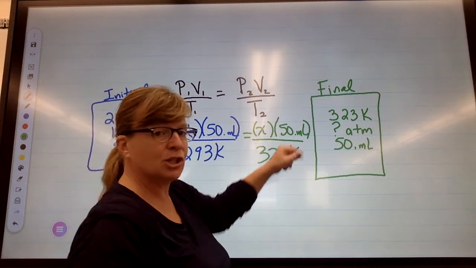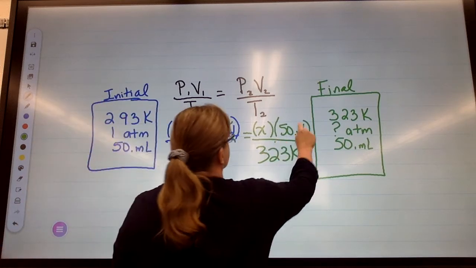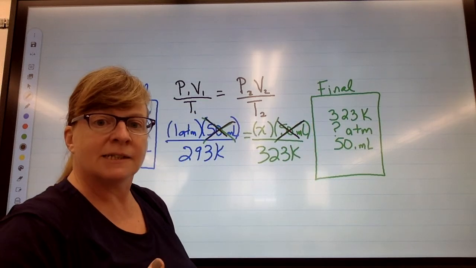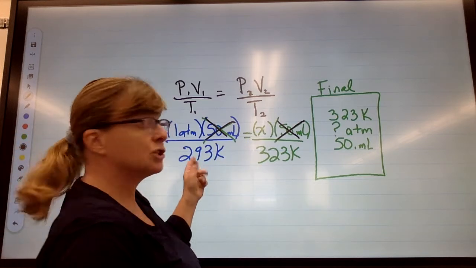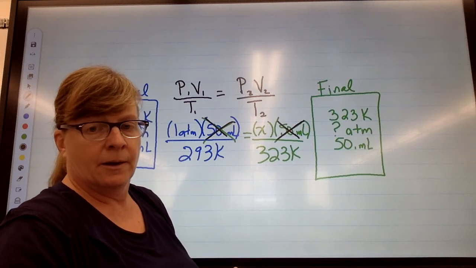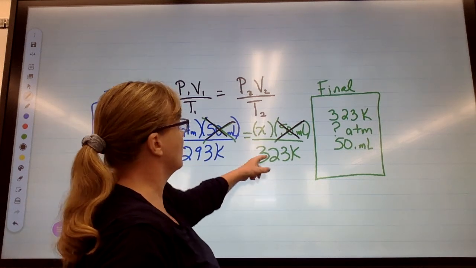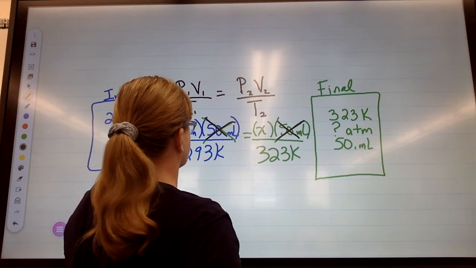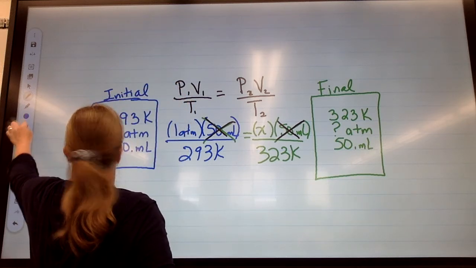Now, since the volume isn't changing, there's a trick that you should definitely use. It cancels out. You say if you have the same number on each side, if it's a constant, you just cancel it out. So now I have my numbers, and I can just cross multiply, or you can use algebra, whichever method you like. If you cross multiply, you're going to have 293x and 1 times 323. Okay, so let's try that.